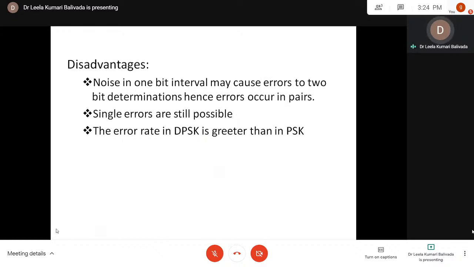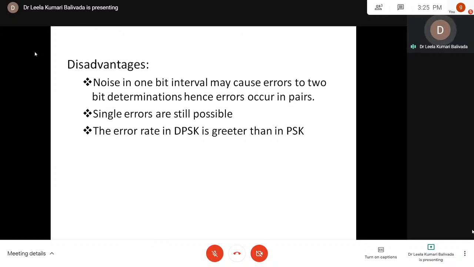Now coming to the disadvantages of DPSK. Noise in one bit interval may cause errors in two bit determinations. In DPSK, a single bit determination is based on the signal received in two successive bit intervals. Hence, noise in one bit interval may cause errors in two bit determinations. Therefore, the error rate in DPSK is greater than in PSK. And there is a tendency for bit errors to occur in pairs, which is not inevitable, but single errors are still possible.